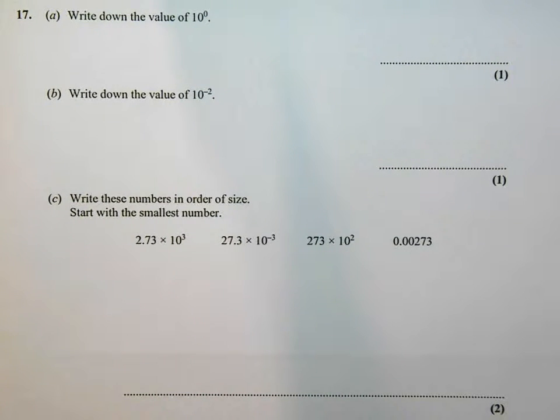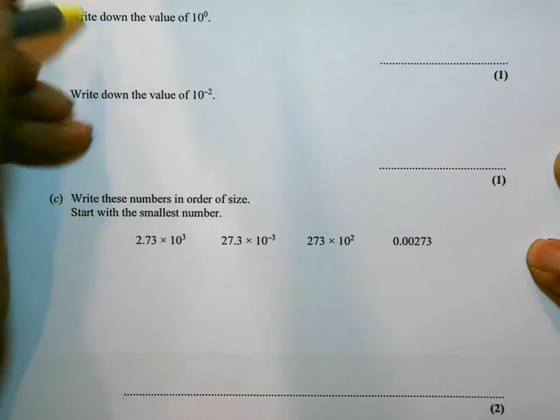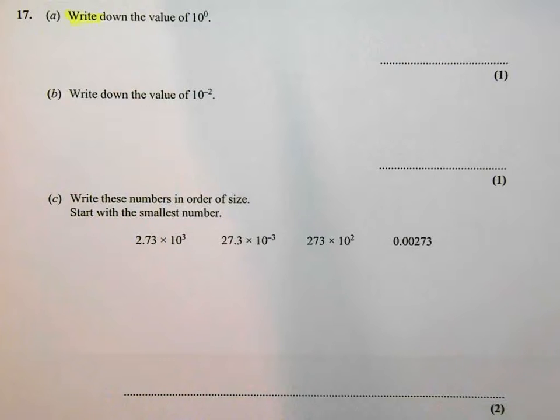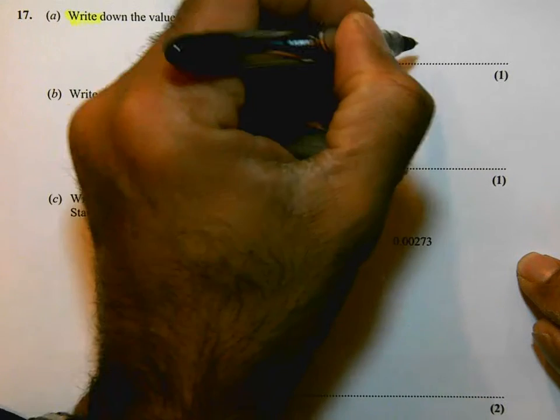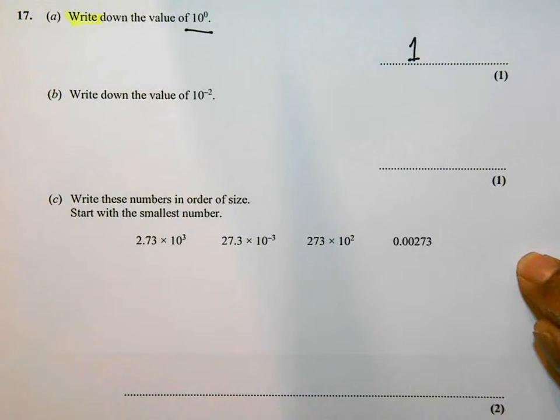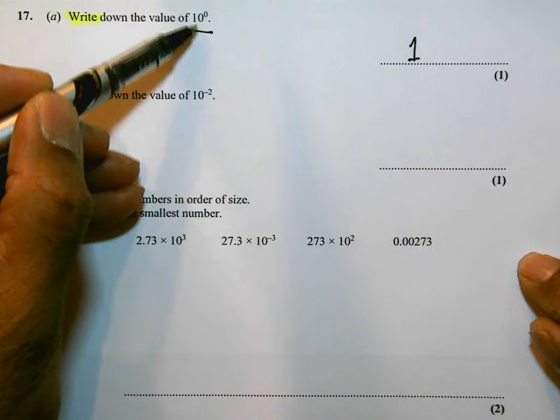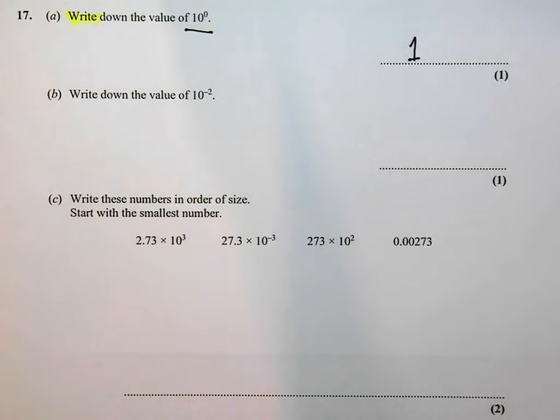This is question number 17 on the June 2014 non-calculator paper. Looking at part A, it says write down the value of 10 to the power of 0. This is a maths fact that you should know. Any number to the power of 0 is 1. So that's pretty straightforward, no real workings out, but you need to know that fact.